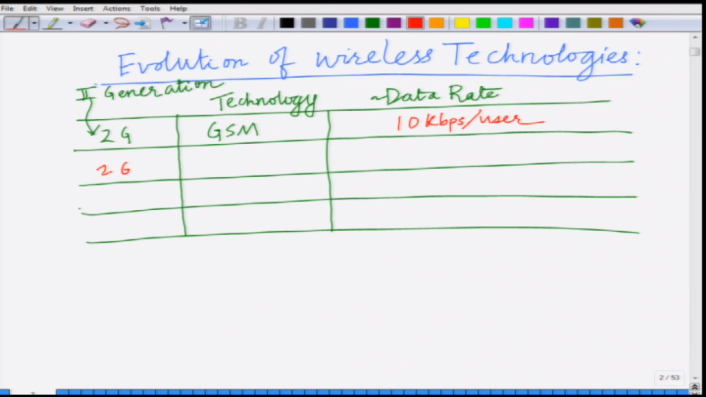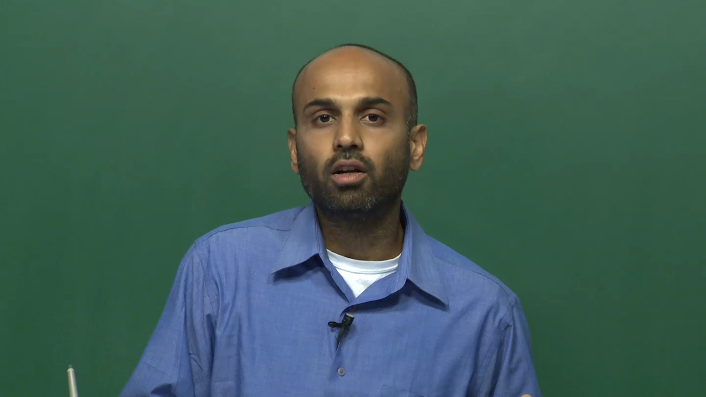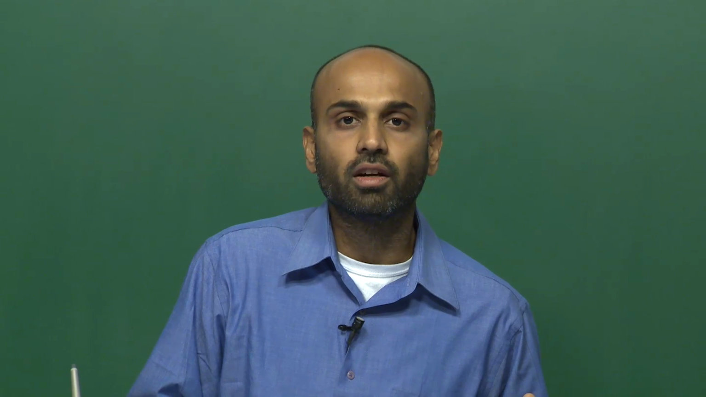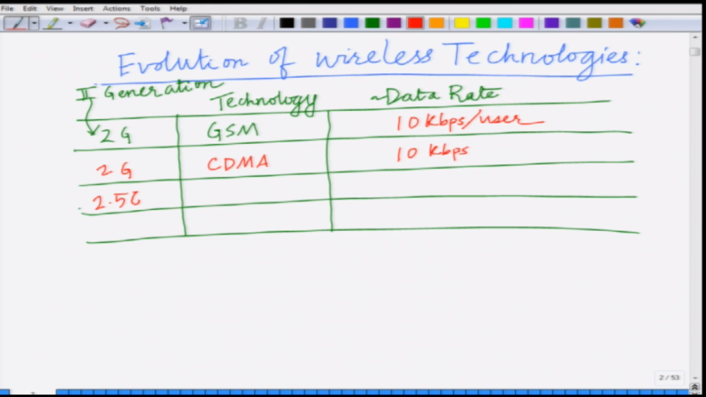Another competing 2G standard was CDMA, which also had a basic data rate of around 10 kilobits per second. Moving slightly ahead, 2G evolved into 2.5G, that is 2.5 generation wireless communication. In 2.5G, we have technologies such as GPRS, which enabled a data rate of around 50 kilobits per second, and another 2.5G, sometimes also called 2.75G, standard is EDGE, which had a slightly higher data rate of approximately 200 kilobits per second.